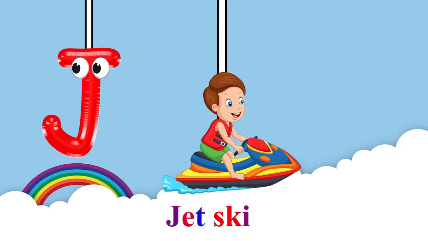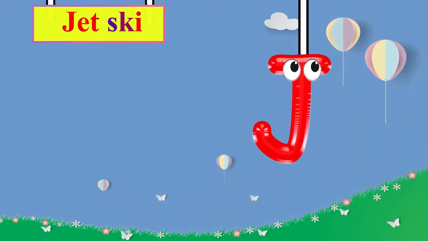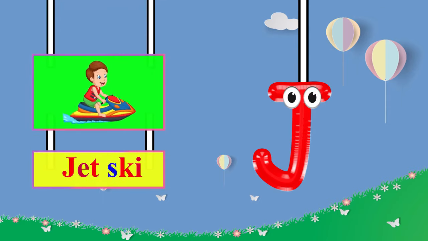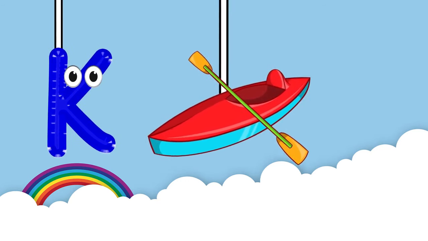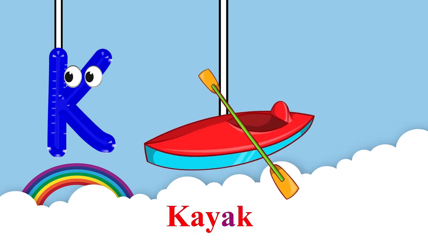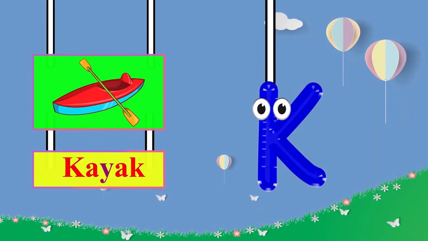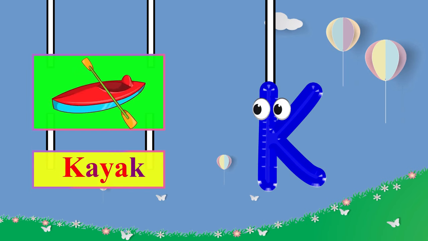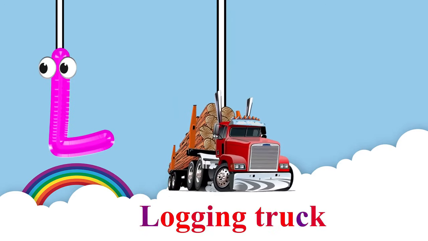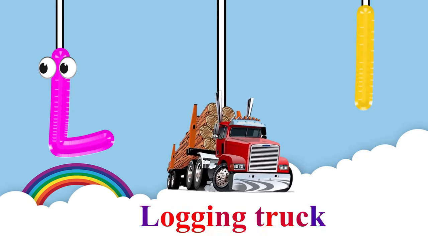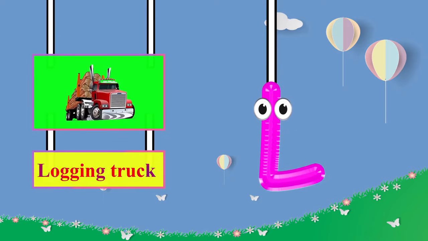J is for jet ski. J is for jet ski. K is for kayak. K is for kayak. L is for logging truck. L is for logging truck.